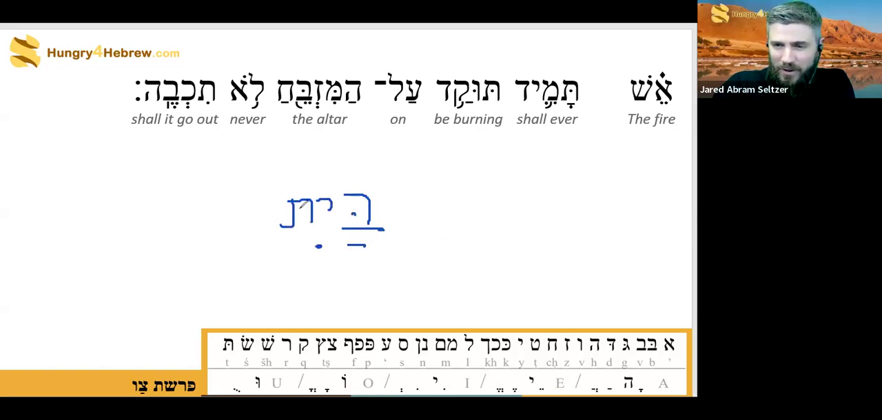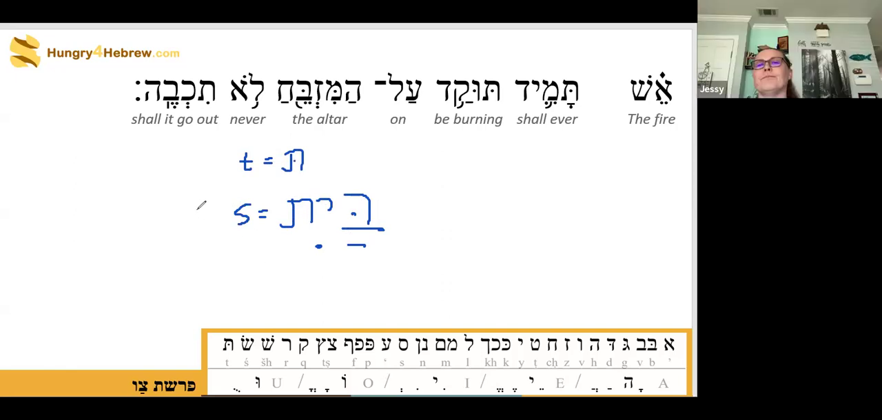It has a tav with no dot in it. In Sephardic tradition, tav with or without a dot is pronounced the same. But in Ashkenazi, tav with a dot is t, and without it is s. Why? Because Germans can't pronounce th. No offense, Thomas.